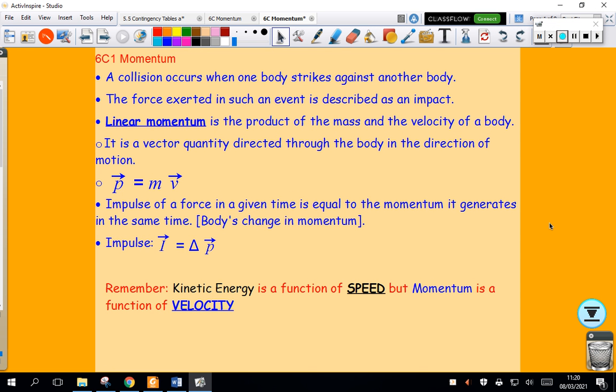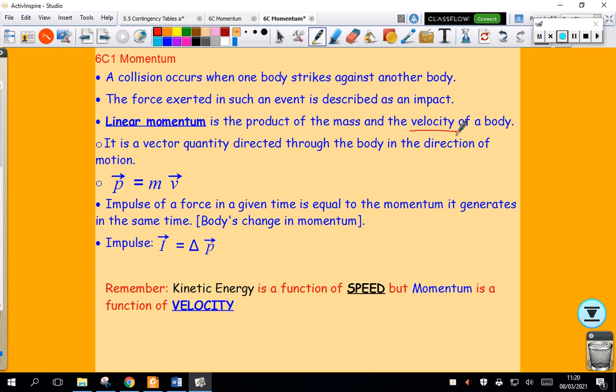So in this class I want to talk a little bit about momentum and introduce momentum. Momentum is defined as being the product of the mass and the velocity of an object. The product of mass and velocity.